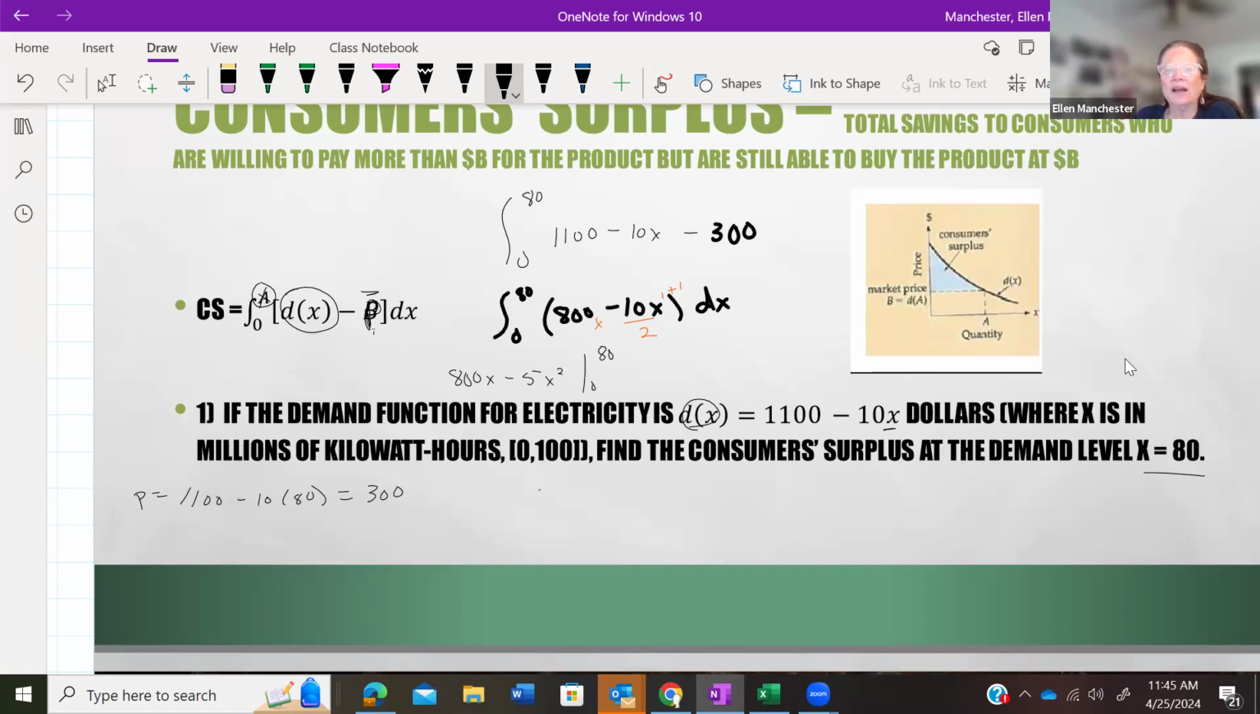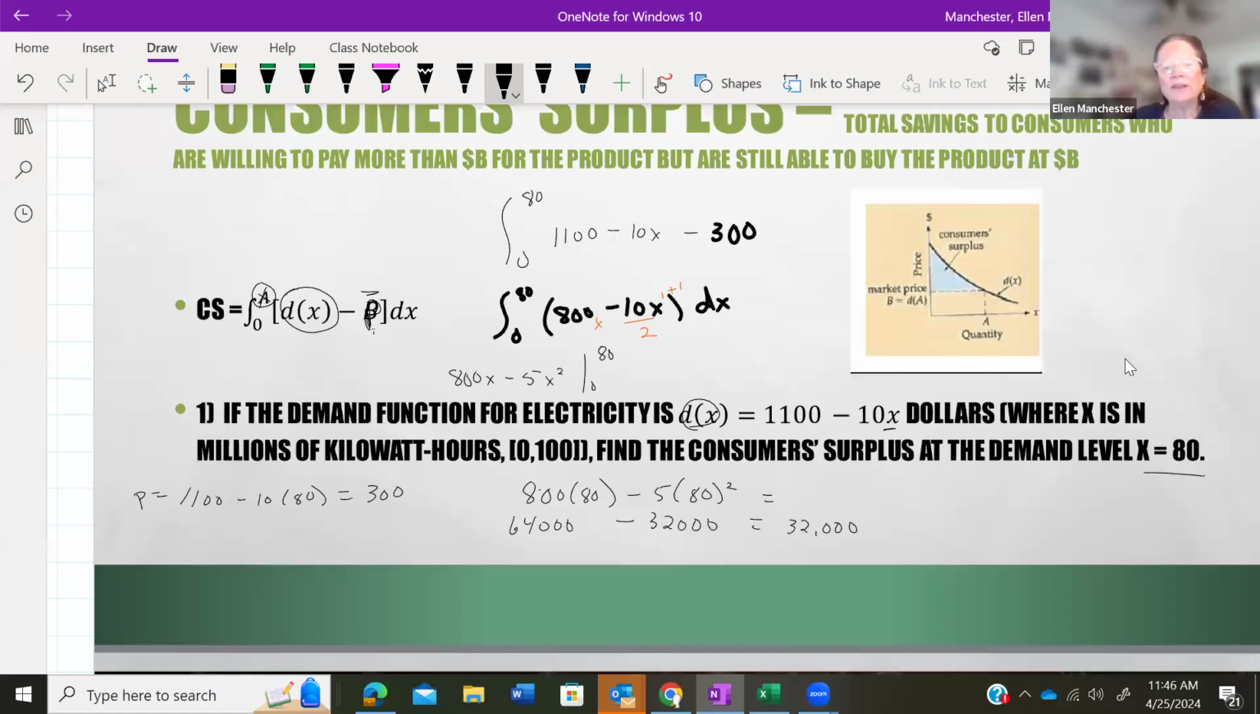We added our x to the 800, added 1 divided by 2, so we get negative 5x squared. So we're going to multiply by 80, and then 80 squared. Let's see. 800 times 80, that's 64 with 3 zeros. And then 80 squared times 5 is negative 32,000. So it's 32,000. Good.